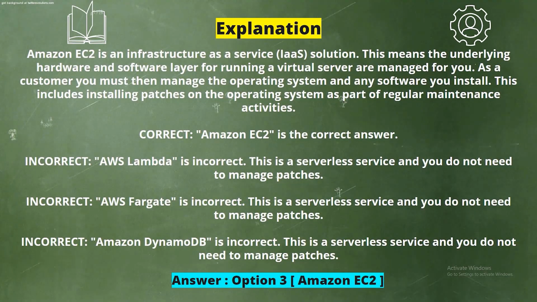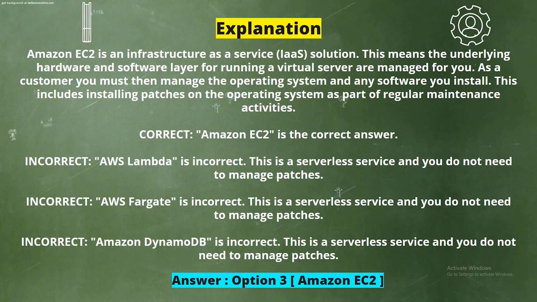Explanation. Amazon EC2 is an infrastructure as a service, IaaS, solution. This means the underlying hardware and software layer for running a virtual server are managed for you. As a customer, you must then manage the operating system and any software you install. This includes installing patches on the operating system as part of regular maintenance activities. Correct. Amazon EC2 is the correct answer.